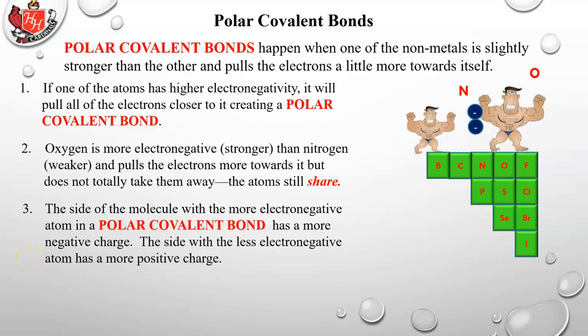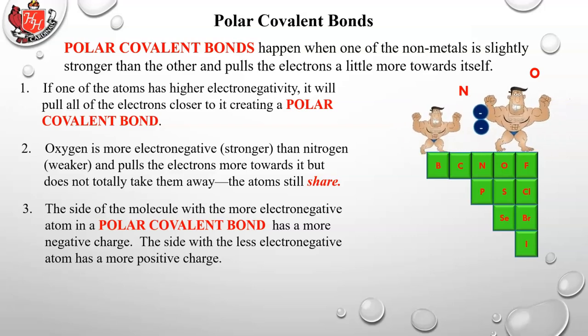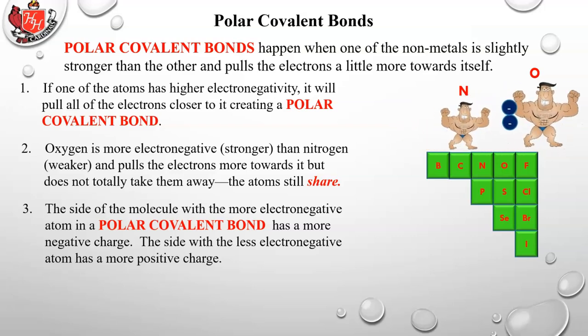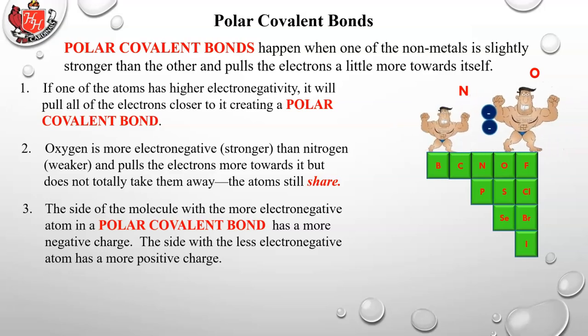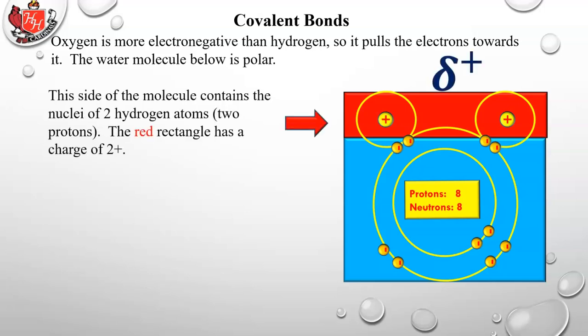The side of the molecule with the more electronegative atom in a polar covalent bond has a more negative charge. The side with the less electronegative atom has a more positive charge. So oxygen is more electronegative than hydrogen, so it pulls the electrons towards it. The water molecule below is polar. So if you look at the side in red, this side of the molecule contains the nuclei of the 2 hydrogens. You can see them up there in red. And therefore that side is more positive. The red rectangle has a charge of 2+.